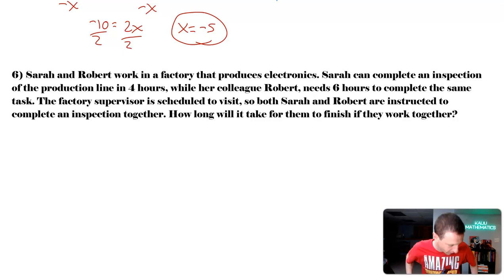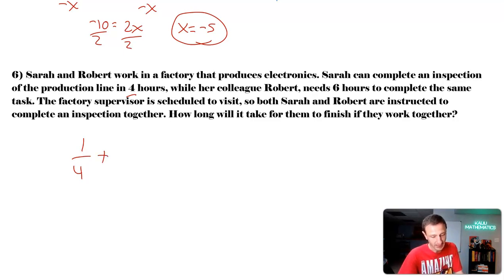These work scenarios are hard at first because it's like, where do I even start? How do I write this down? So think of it in terms of parts. If Sarah can complete the job in 4 hours, how much of the job does she get done in 1 hour? So parts of the job. If it takes her a total of 4 hours, that means in 1 hour, she will get 1/4 of the task done.